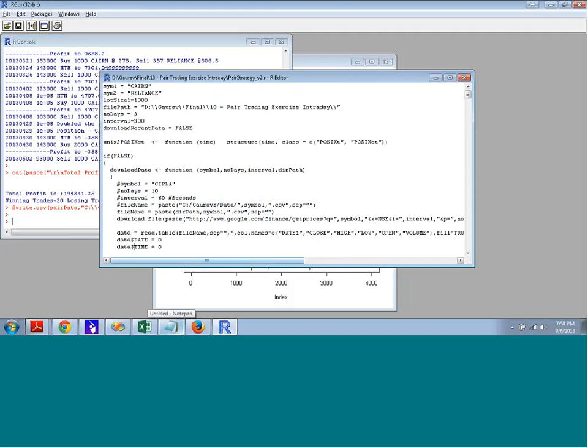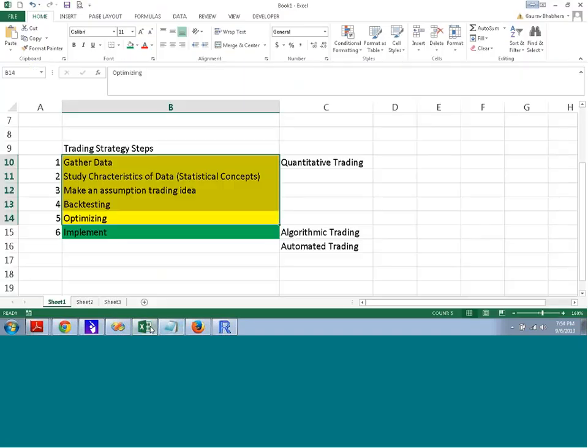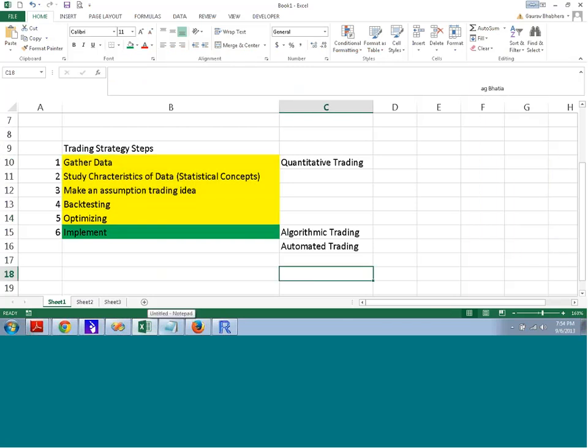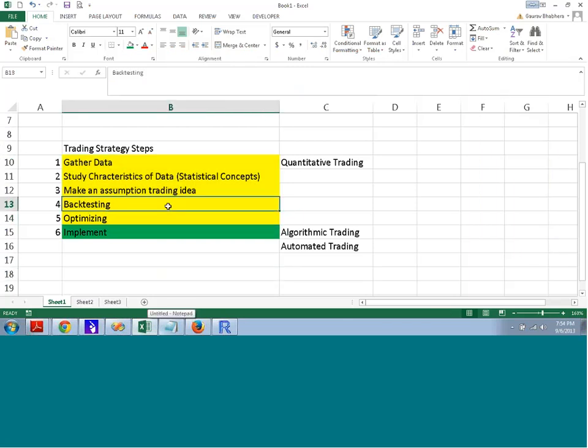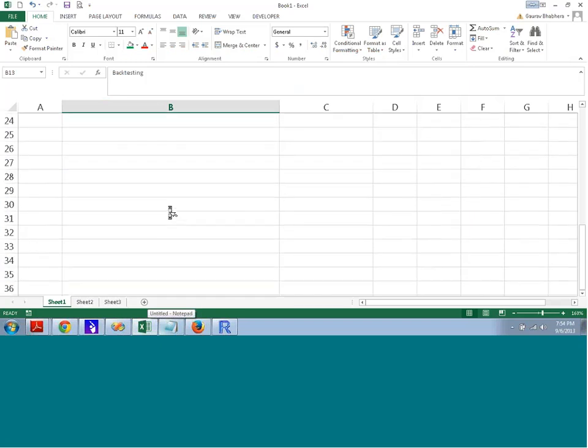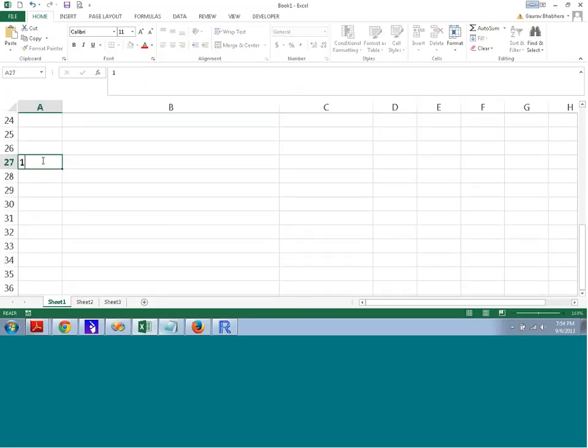Now, there was one more question, Anurag, you asked me: what is out-of-sample testing and what is in-sample testing? When you are doing backtesting, let me give a very quick example. Say you have 10 data points, say you have 10 prices with you.